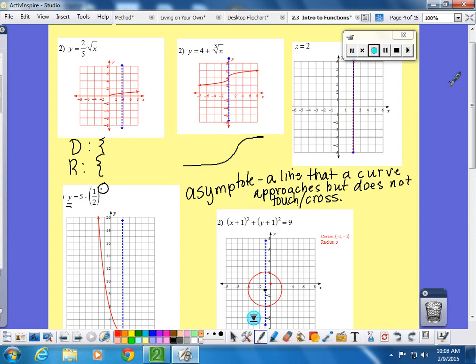How do I write that? The domain would be the set of all x's where x is greater than or equal to 0. That's the only way I can express an infinite domain. But it does have restrictions because it can't be less than 0. It starts at 0, the origin.